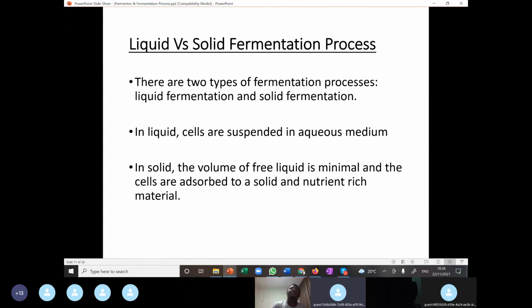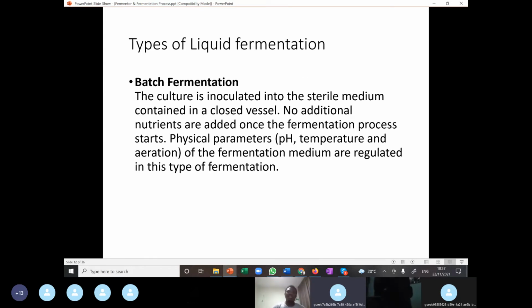In solid fermentation, on the other hand, we have very minimal liquid present in our medium, and therefore the fermenting organism is absorbed onto the solid substrate, which also serves as nutrient material for the organism. And as the organism is feeding on this substrate, it is metabolizing it and converting it to the desired product.